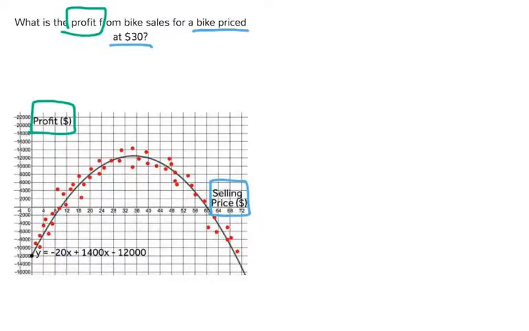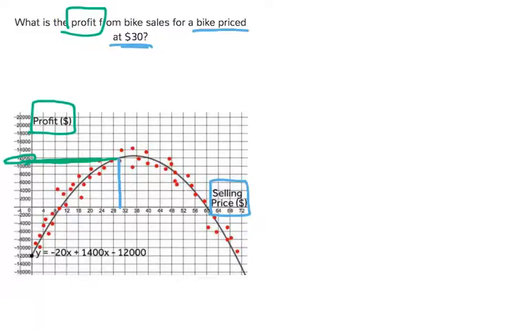So one way to do this, if we're looking for what the profit is when the bike is $30, we're going to find the selling price of $30 on the x-axis, which will be right in between the 28 and 32, and draw a line straight up until it intersects with our line of best fit here. And then I can go find what profit that corresponds to by going straight over on the y-axis here, and I see that's somewhere around $12,000. Okay? So I know that the profit for bike sales I can estimate just by looking at this graph is about $12,000.